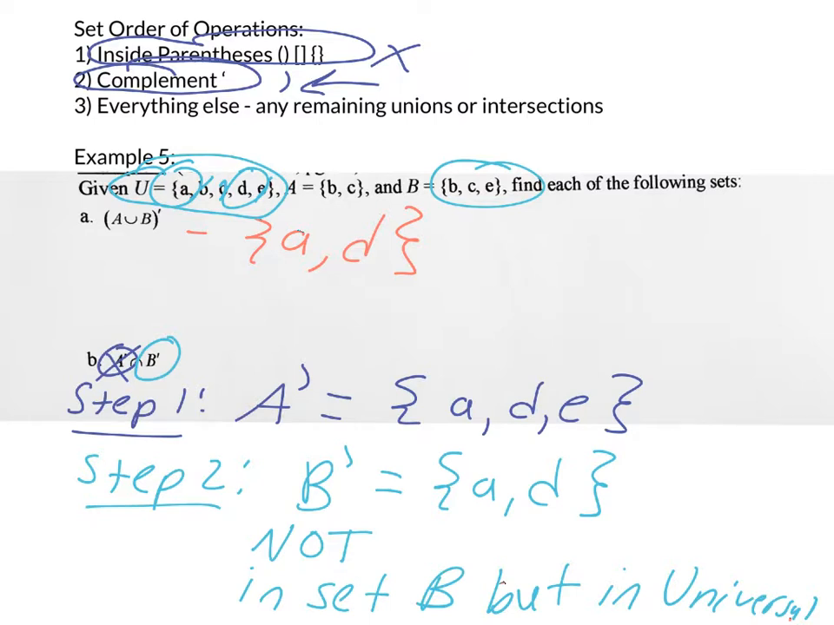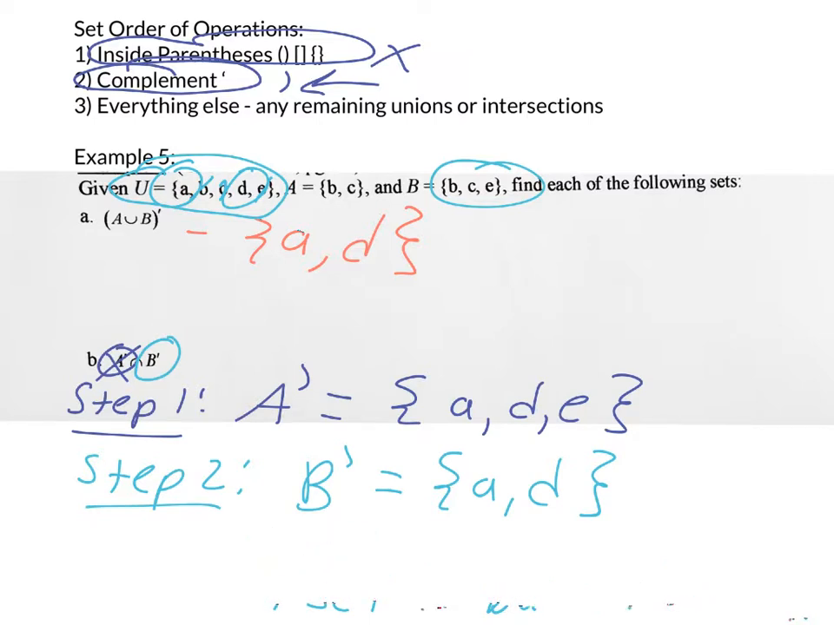And let's go ahead and erase all these extra markings so we can see this better, just to check our answer. So if set B was B, C, E, what's not in that set, the opposite, would be letters A and D. Good. So that looks good.